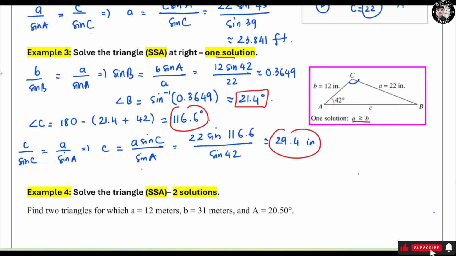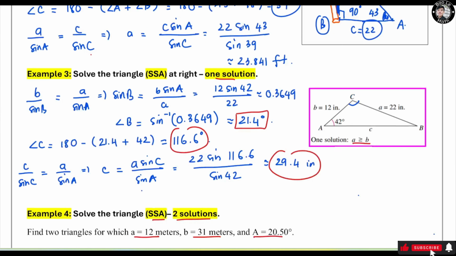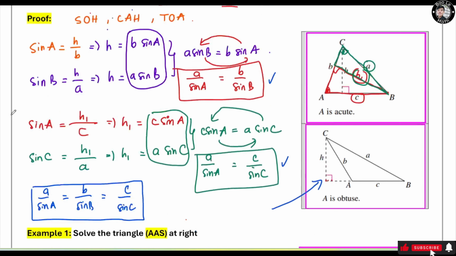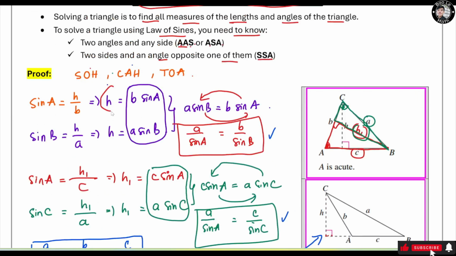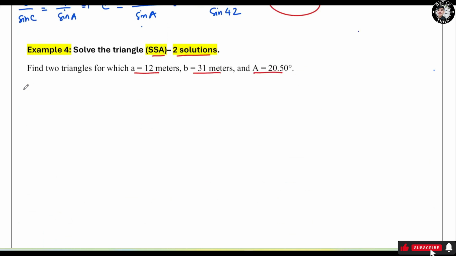Example number 4, SSA has two solutions. How does it work? Alright, so we're going to find two triangles for which A equals 12 meters, B equals 31 meters, and angle A equals 20.50 degrees. Now, we're going to go back over here. Remember, H equals B sine A. So we have H equals B sine A.